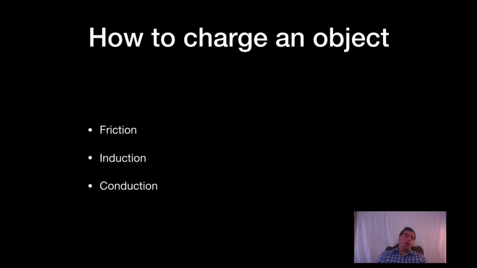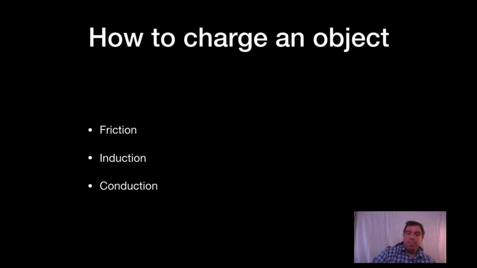So how do we charge an object? We have three ways by which we can actually charge an object. You can charge it by friction or pretty much any kind of addition of energy such as heat, light, and so on and so forth. But mostly for physics, we're going to be looking at friction. We can charge an object by induction, and we can also charge an object by conduction.